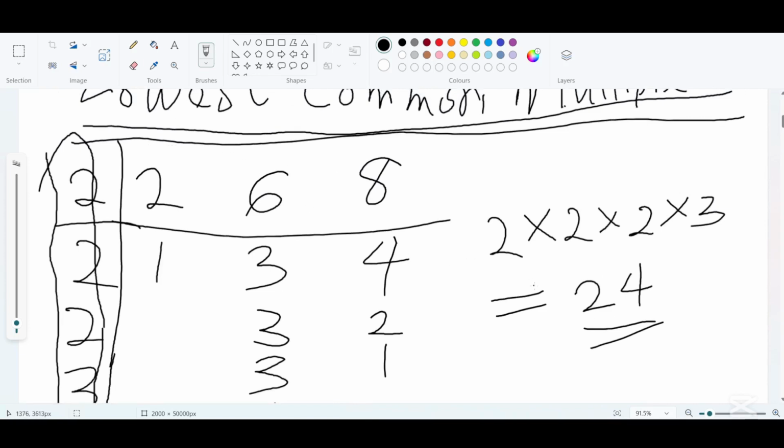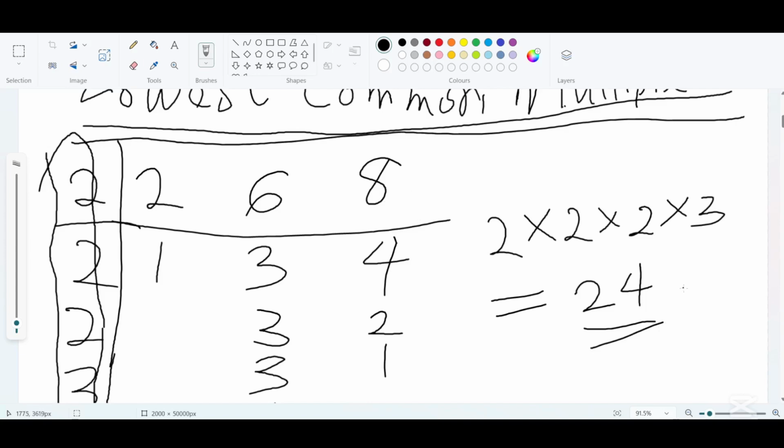What that means when we say lowest common multiple is that 24 is the number that 2 will go into, 6 will also go into, and 8 will also go into. If we use 2 to cut 24, it can cut it without remainder. 6 can also cut 24 without remainder. Then 8 can also cut 24. So 24 is the lowest number.